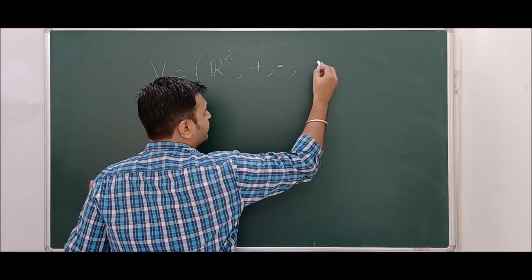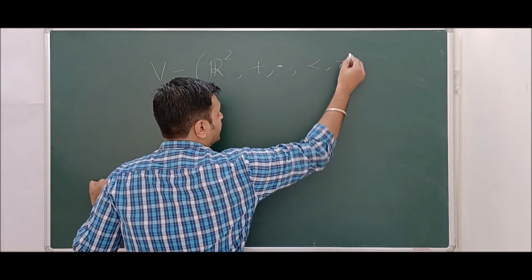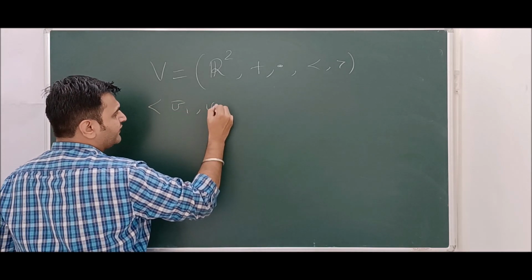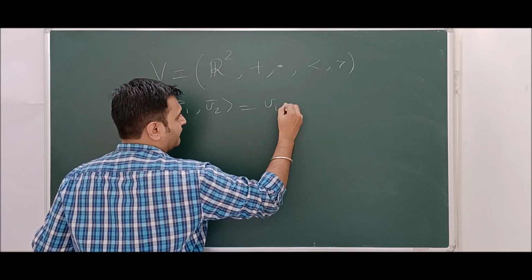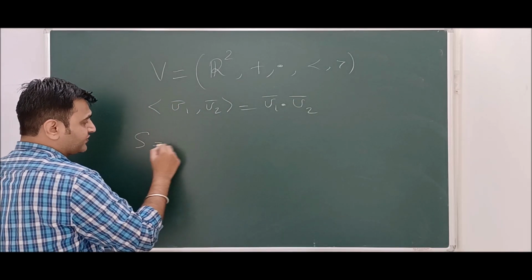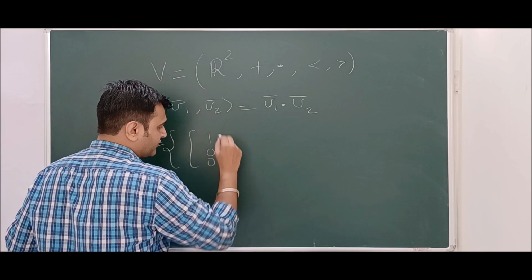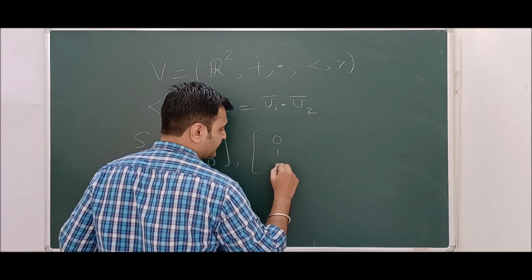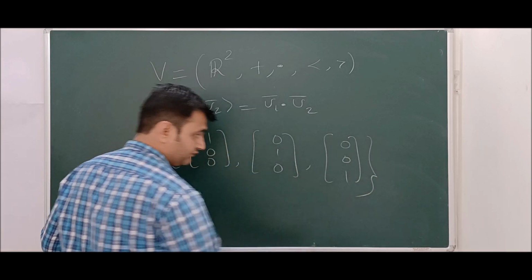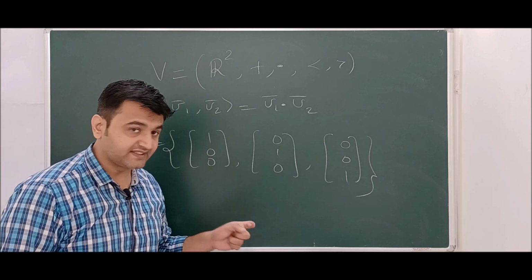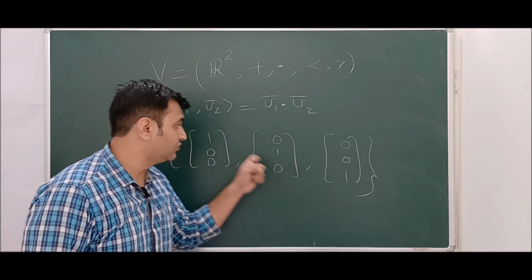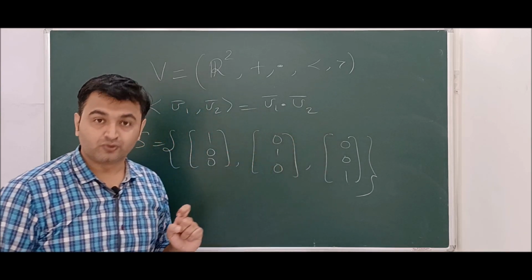Okay, and let me take inner product. So it's in inner product space. Let me take inner product of any V1, V2 to be the dot product, V1 dot product V2. If I take S to be the vectors 1 0 0, 0 1 0 and 0 0 1, are they orthogonal? Yes, because the dot product of these two vectors is 0, the dot product of these two vectors is 0, the dot product of these two vectors is 0.